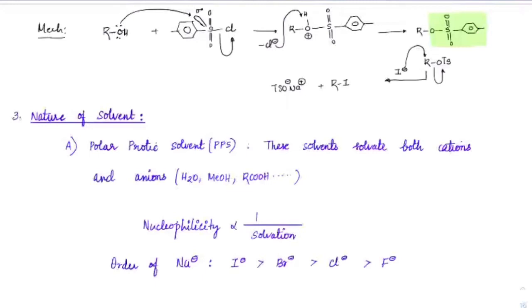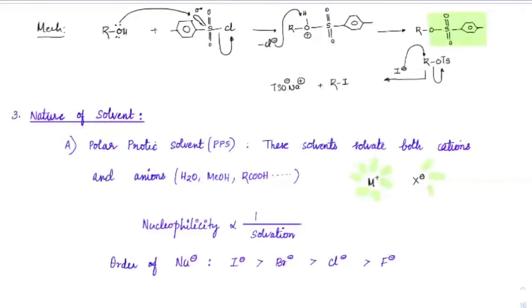So metal as well as nucleophile both will get solvated. Hence, its nucleophilicity will decrease. You can see nucleophilicity would decrease, or it is inversely proportional to solvation. So the nucleophilic order would be I minus better than Br minus, Cl minus, and F minus. This is where we started with the lecture today. Nucleophilic order in polar protic solvent.